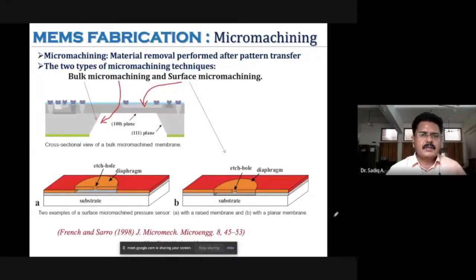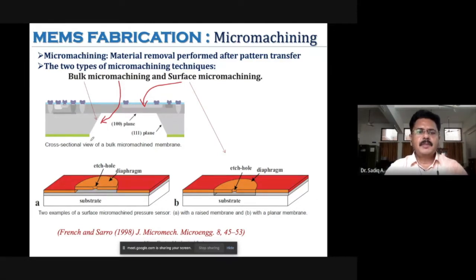Now, let us go to the third step in MEMS fabrication, that is micromachining. Micromachining means it is a controlled removal of material in the micron scale in order to get a specified shape. There are two kinds of machining. We can categorize it based on the depth in which the material removal happens.